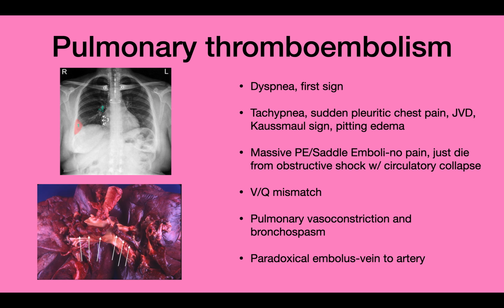Okay, so pulmonary thromboembolism, once again: dyspnea is the first sign. Then it's going to be tachypnea and a sudden pleuritic chest pain, so there's going to be pain with inhalation. This person is going to breathe very shallowly, so they're going to try to minimize the stretch on the pleura.